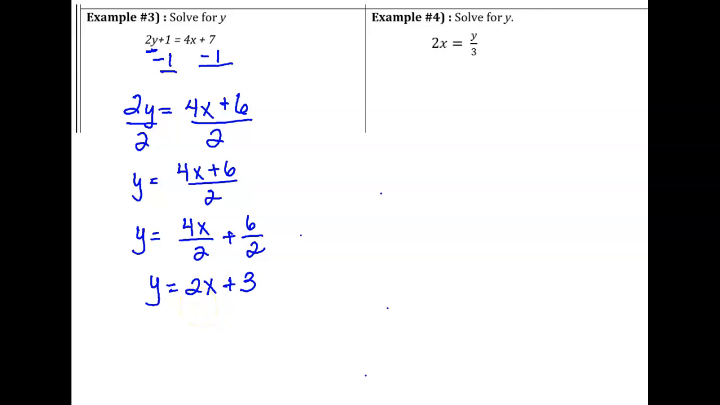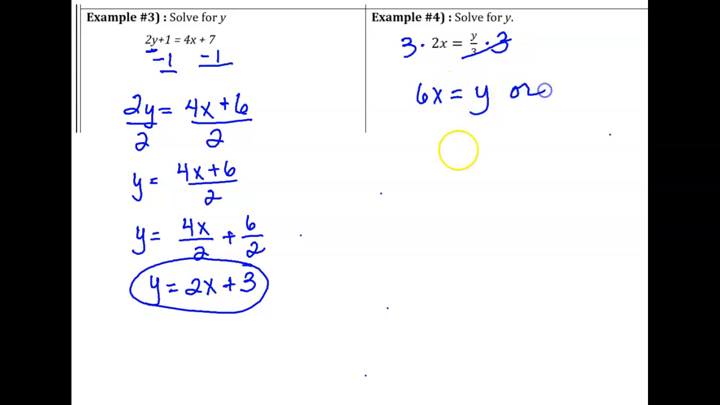Okay, so let's move on to the next one. All right, so now we're going to solve for y. Now y here we've got a fraction. To get y by itself, we need to get rid of that 3. Since we're dividing by 3 on one side, we can multiply by 3 to get rid of the fraction or the division. It's the opposite. And if I did that, this would become 3 times 2x is 6x, and y divided by 3 times 3 would just be equal to y. So then I can rewrite this as y is equal to 6x.